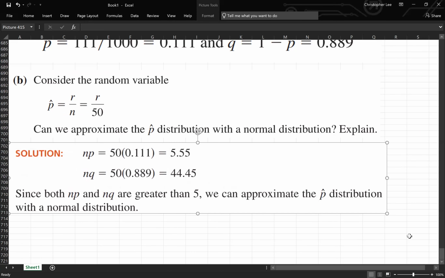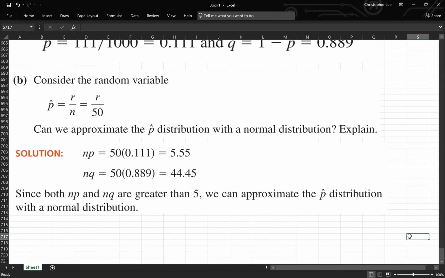So we do n times p, n is 50 times 0.111, and that's going to be equal to 5.55. We do n times q, which is going to be 50 times 0.889, and we get 44.5. Since both n times p and n times q are greater than 5, we can approximate the p hat distribution with a normal distribution. That's to verify that we can actually do something with this.